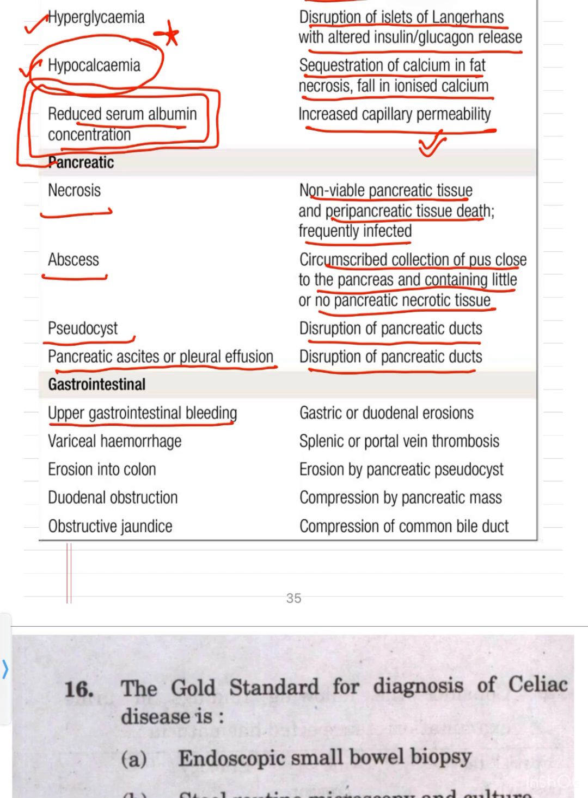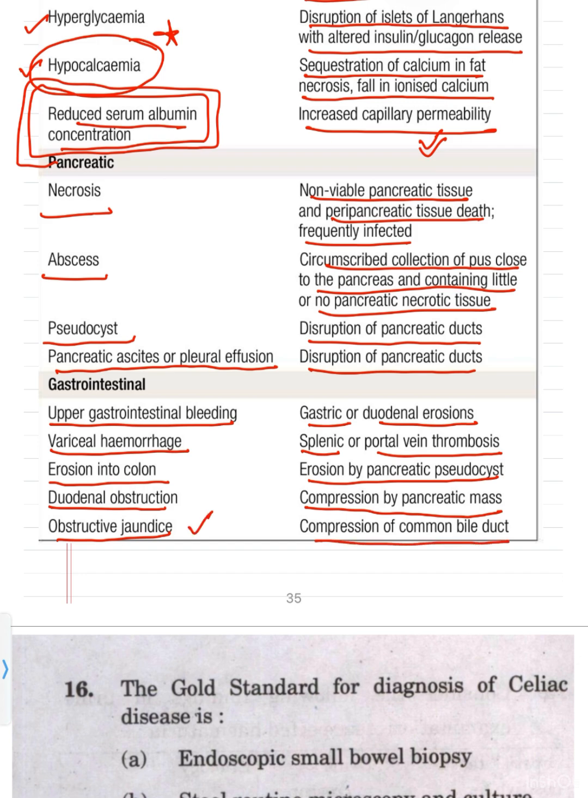Now in the GIT, upper GI bleeding can occur, because pancreatitis causes gastric or duodenal erosions. There can be variceal hemorrhages because of splenic or portal vein thrombosis. There can be erosion into the colon because of a pancreatic pseudocyst, which can cause many things. Then duodenal obstruction, by compression from the pancreatic mass. Obstructive jaundice, because that mass has compressed the common bile duct. So there are various complications of pancreatitis. That's why acute pancreatitis is to be managed aggressively.